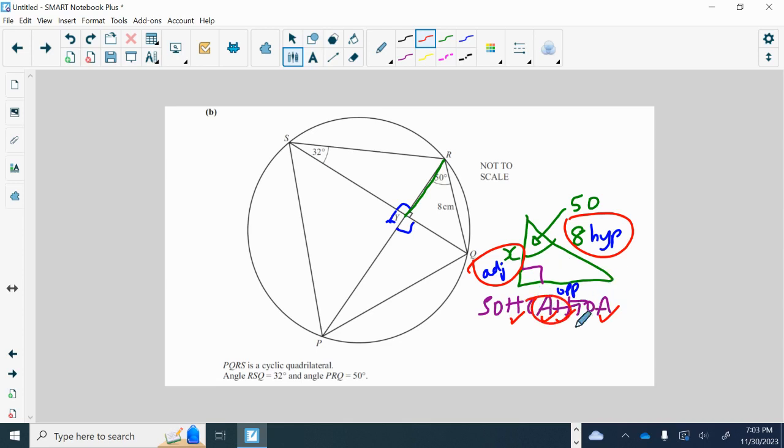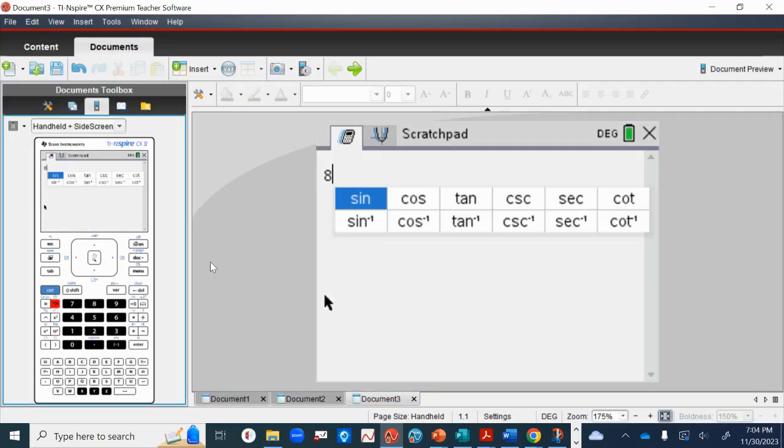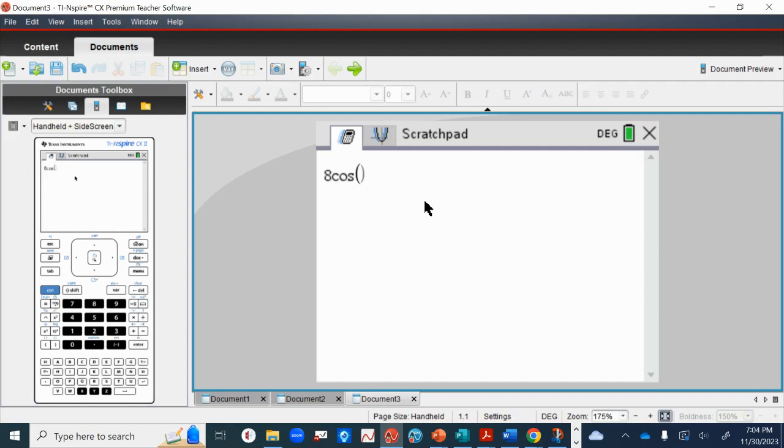We can clearly see it's going to be cos then. So let's label that nicely. So adjacent and hypotenuse. So it's cos of the angle 50 equals the adjacent X over 8. So to find X, we just need to multiply both sides by 8. So it'd be 8 cos 50. So I guess we have to work that out, do we? 8, go to your trig, cos 50. Make sure you're in degrees, of course.